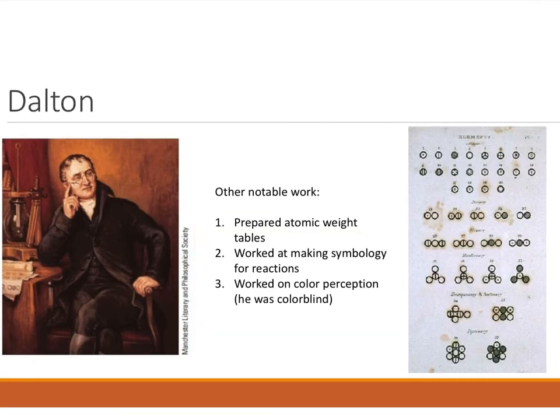Some other notable work is that he prepared the first atomic weight table, and he worked on making symbology for reactions. So here is one of his symbol tables, and this is really important because until Dalton's time, the terms were not agreed upon. What people used for naming things was different from town to town, from person to person, from alchemist to alchemist. And so trying to standardize and codify the symbols was very important.